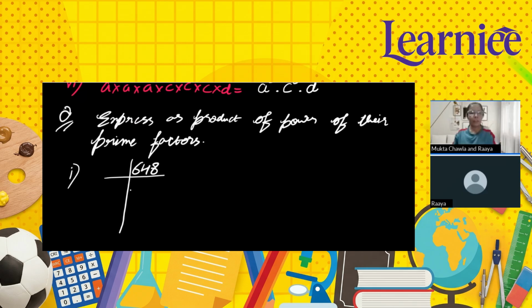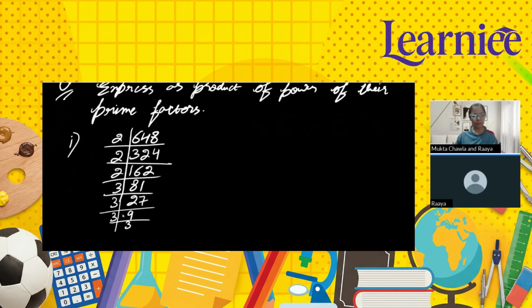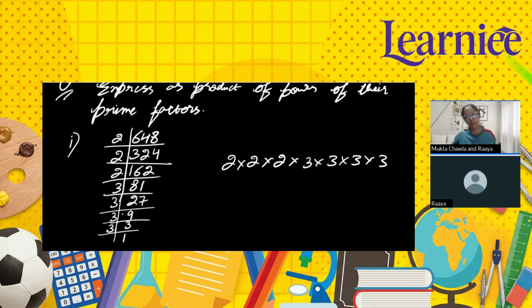See, we have to do prime factorization of 648. So I'm doing it quickly, right? 2 times 3 is 6, 2 times 4 is 8, like this, right? Got it? 2 2 2 3 3 3 3, so 2 to the power 3 and 3 to the power 4.